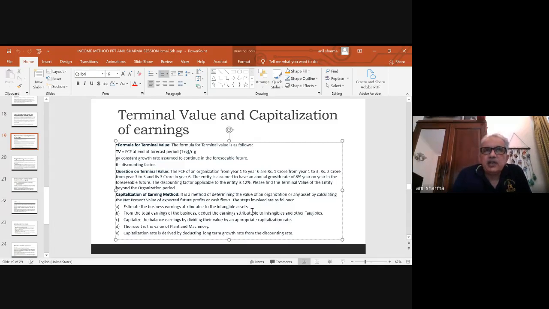For calculating the value of the discrete cash flows, you can get it on the basis of calculating the present value of these discrete cash flows up until year 6. So then you get the present value of the cash flows, and then the terminal value is in the year 6. So you can discount it by 1 plus R raised to the power of 6, and then you will get the present value of the terminal value also. So you can calculate the value of the organization, the business.